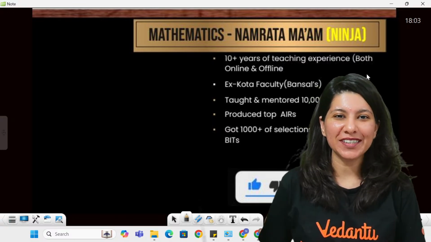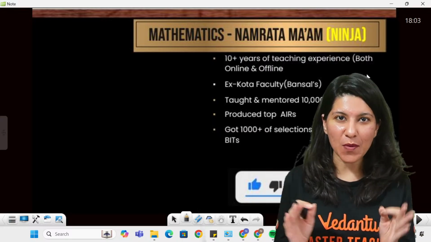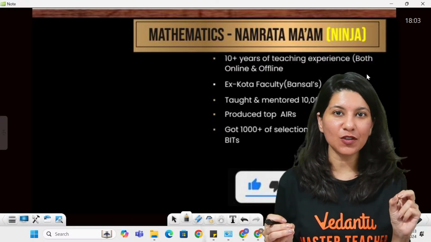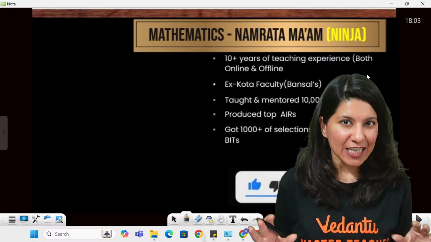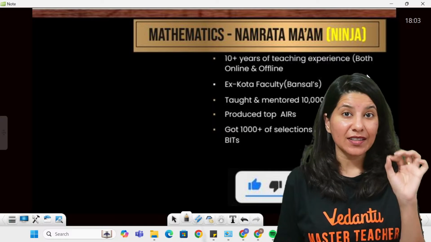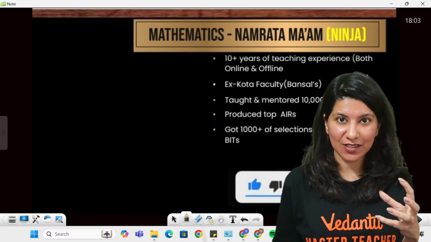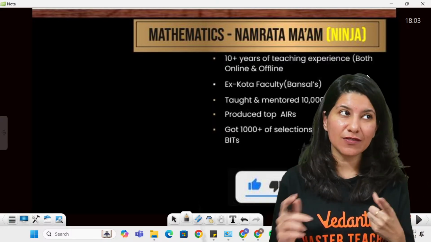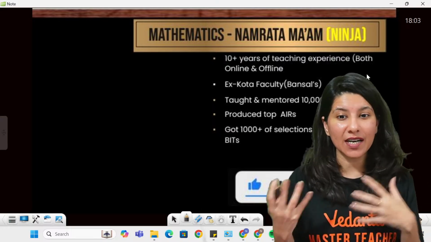Hello Ninja Warriors, welcome to yet another power packed session, and in today's session we are going to start with the topic differentiability, right? In this session we are going to cover the basics of differentiability, what is differentiability, and in previous lectures we have covered what is limits, what is continuity, right?